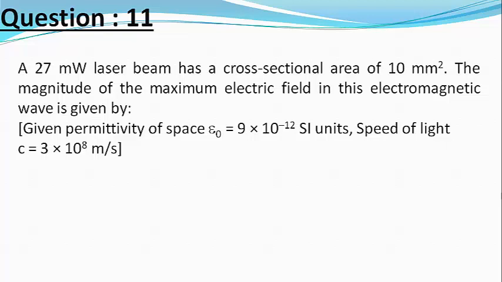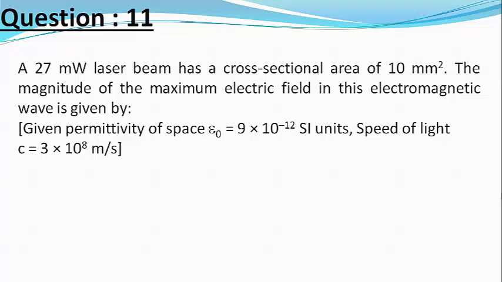Our next question is, a 27 milliwatt laser beam has a cross-sectional area of 10 millimeter square. The magnitude of the maximum electric field in this electromagnetic wave is given by, the permittivity of free space is epsilon naught equals 9 into 10 raised to power minus 12 in SI units, and the speed of light c equals 3 into 10 raised to power 8 meters per second.